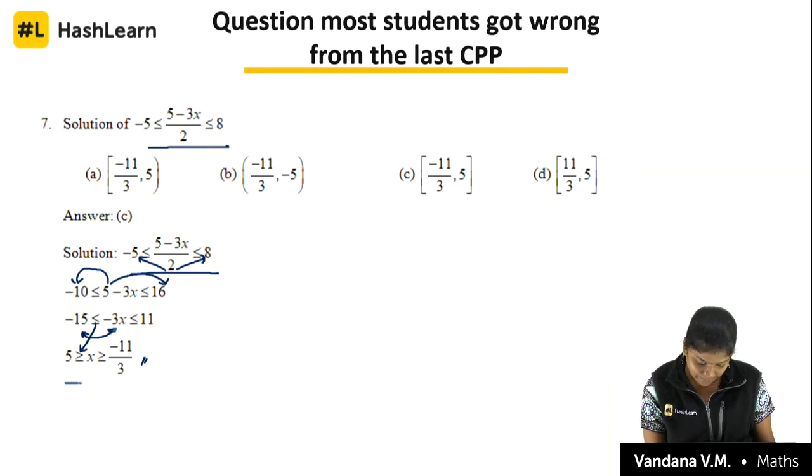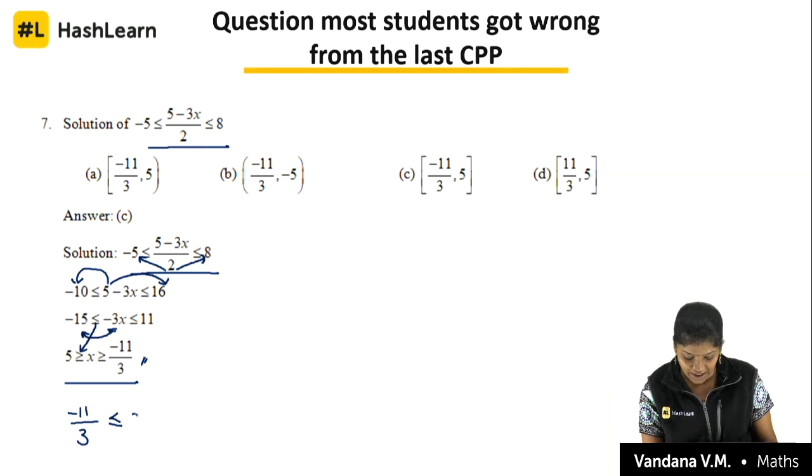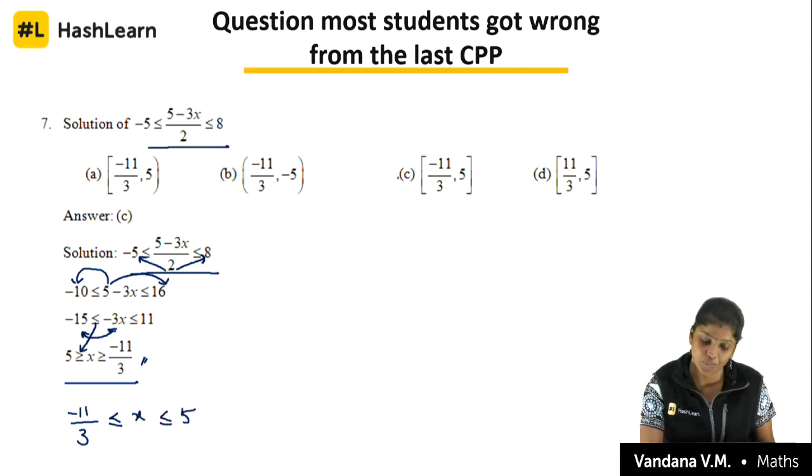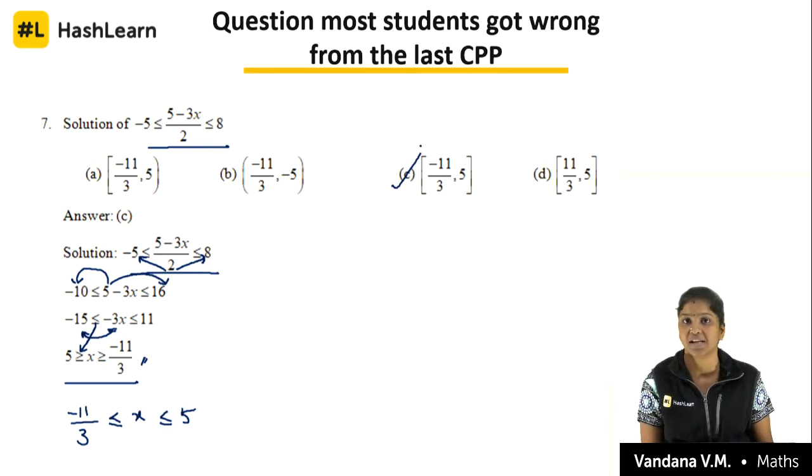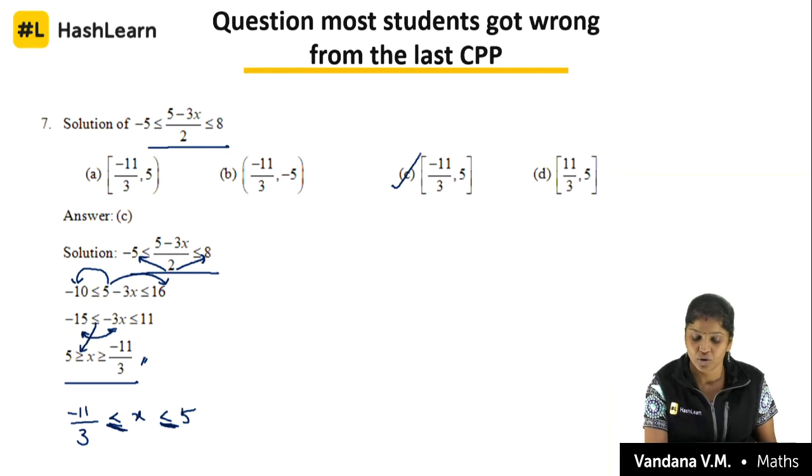So the equal to symbol is there. Minus 11 by 3 less than or equal to x less than or equal to 5. So which option is correct? Option C is correct, because the equal to symbol is there on both sides, so it must be a closed interval.